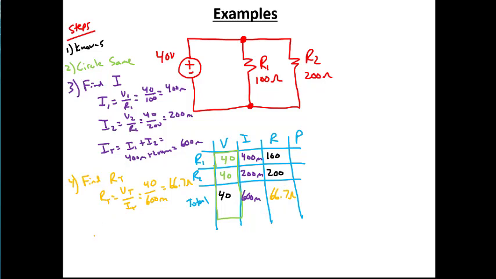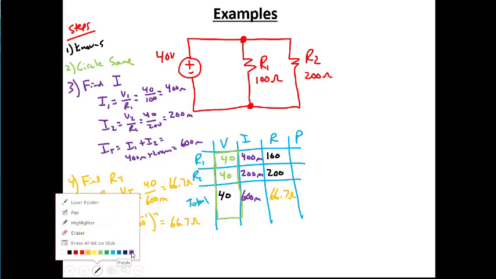The other way to do our total is to do the inverse of the sum of the reciprocals. So I'm going to do 100 to the negative 1 plus 200 to the negative 1, all to the negative 1. And I would recommend practicing this when we do these problems, just to make sure that you're good at it. And that also will equal 66.7 ohms.